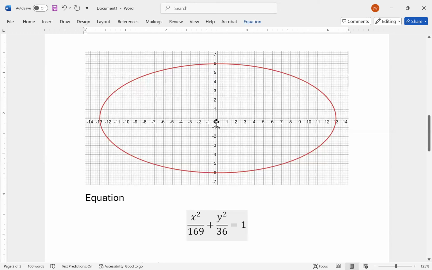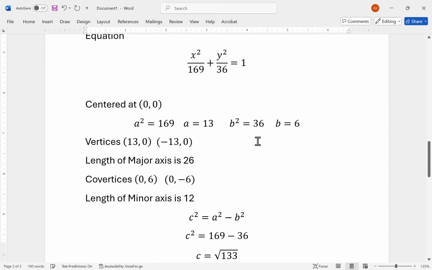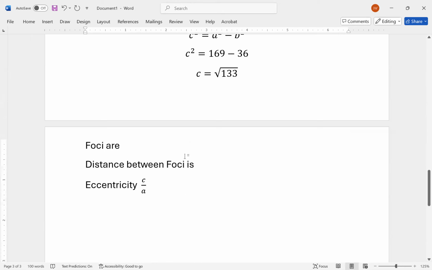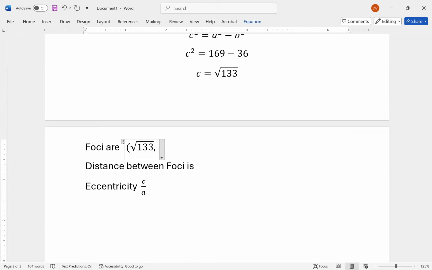So the square root of 133, by the way, is about 11.53. So somewhere in here and somewhere in here are my two foci. Excuse me, not vertices, my two foci. So there we go. Foci: (square root of 133, 0) and (negative square root of 133, 0).